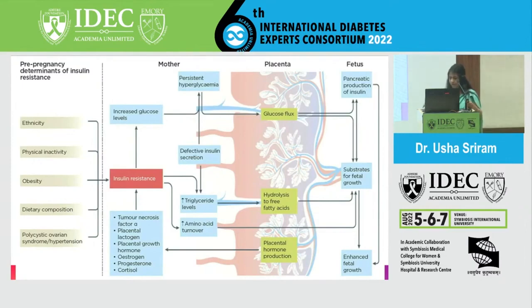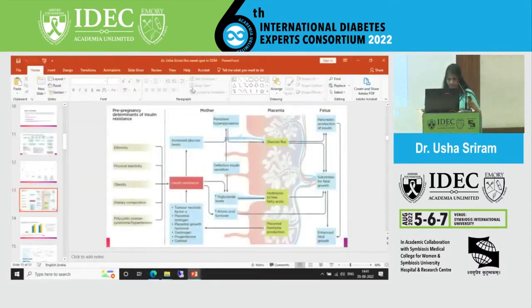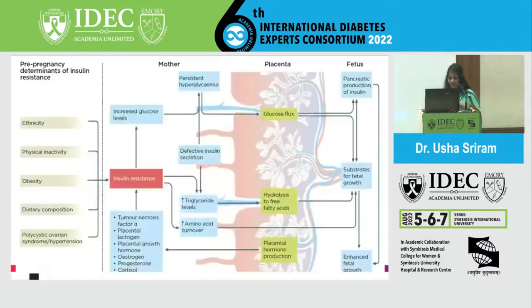And in terms of pathogenesis, you can see pre-pregnancy ethnicity, physical activity, obesity, dietary composition, polycystic ovary syndrome, all of those are predisposing factors.